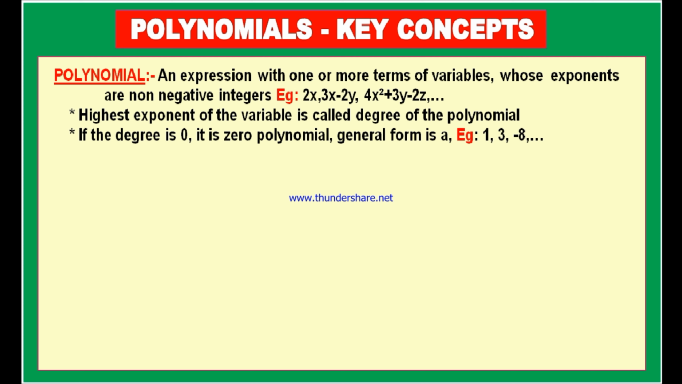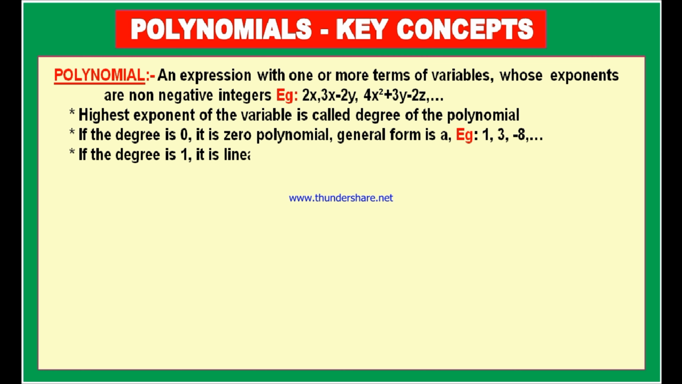Therefore all the constant numbers, whether they are 1, 3 or minus 8, 5 by 2 or minus 3 by 5, all these are constant numbers and they are called 0 polynomials, where there are no variables, only constant numbers. Therefore a 0 polynomial is nothing but a polynomial with degree 0. The general form of a 0 polynomial is a.